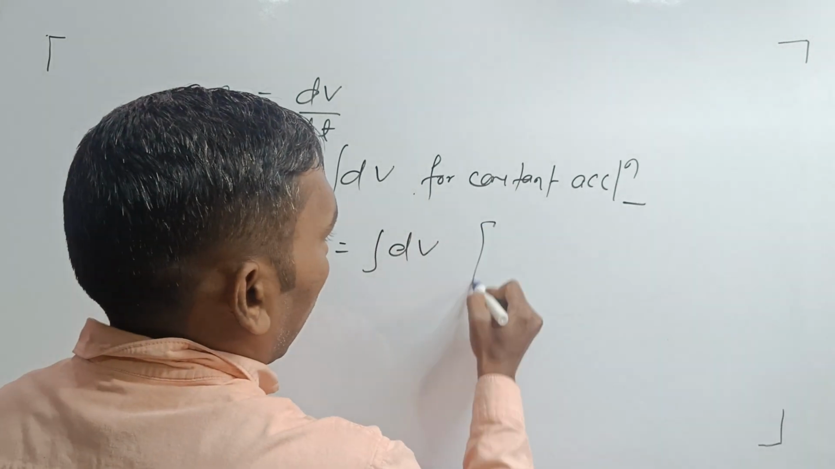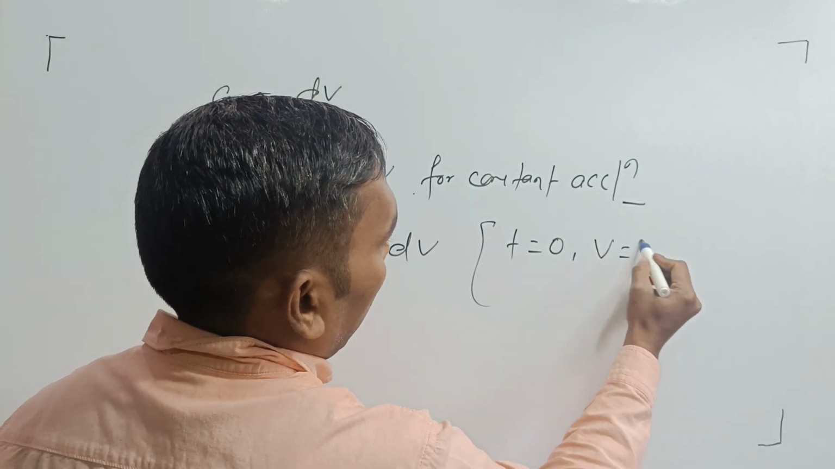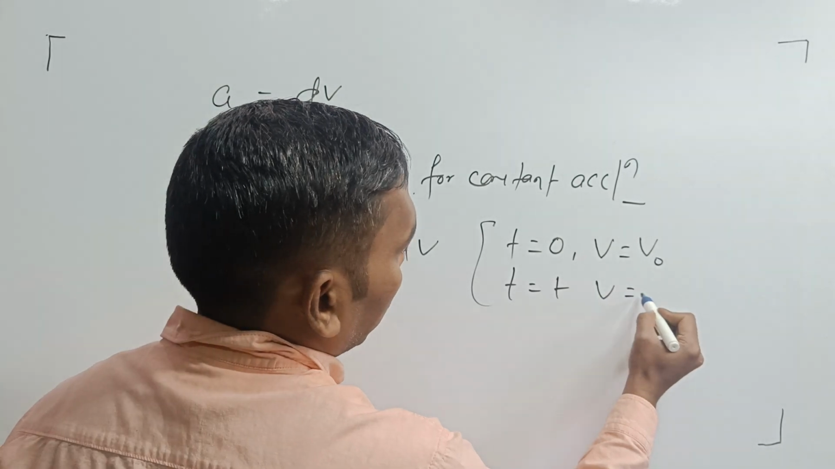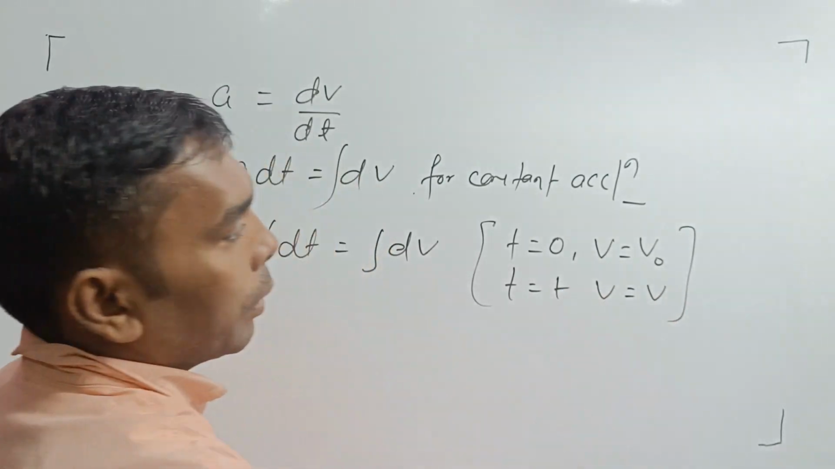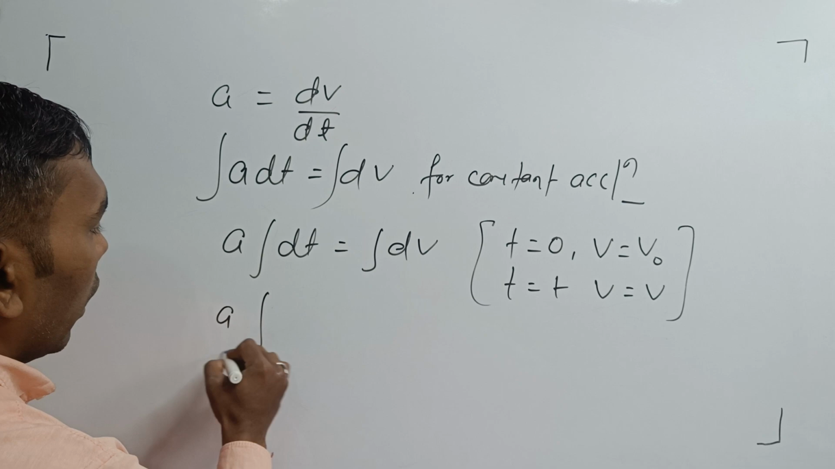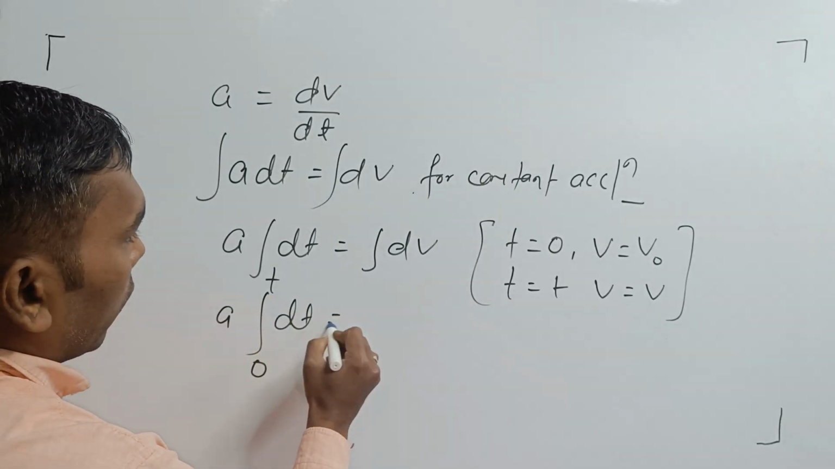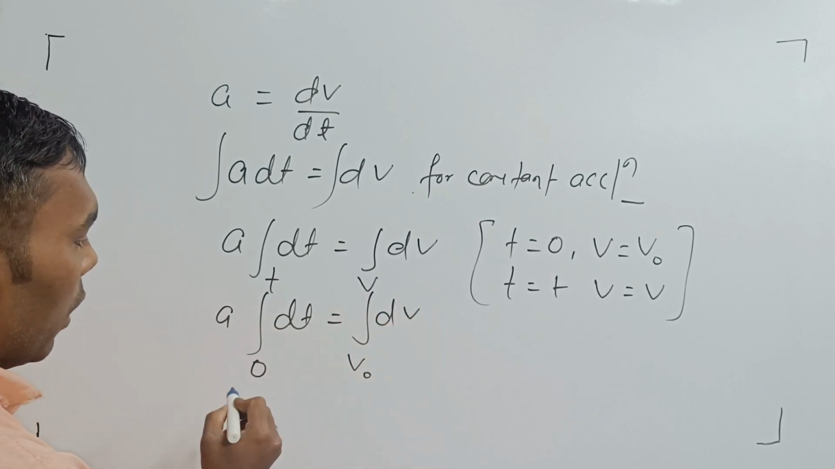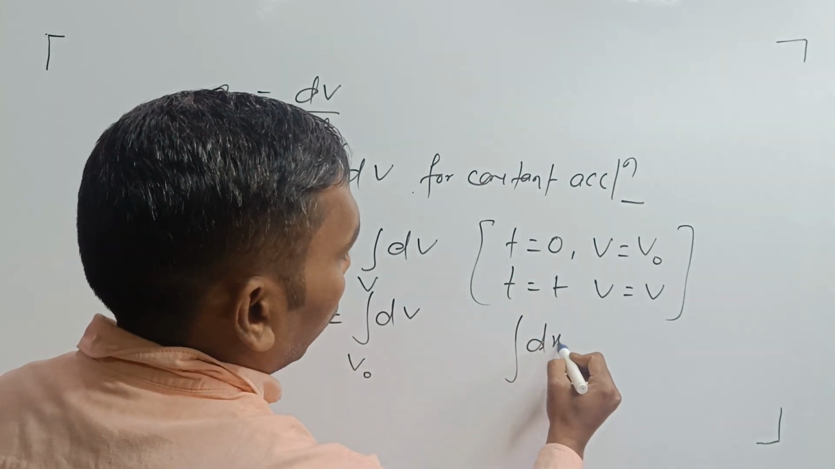Suppose that at time 0 velocity is v naught, and when time becomes t, then velocity becomes v. If I am putting this integration limit on upper and lower side, then can we write here time 0 to t, velocity v naught to v. Then what happens? The integration of dt is what?